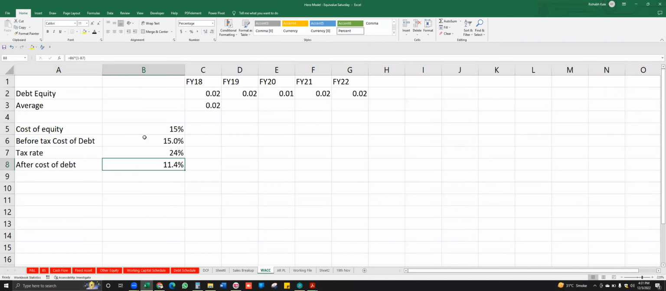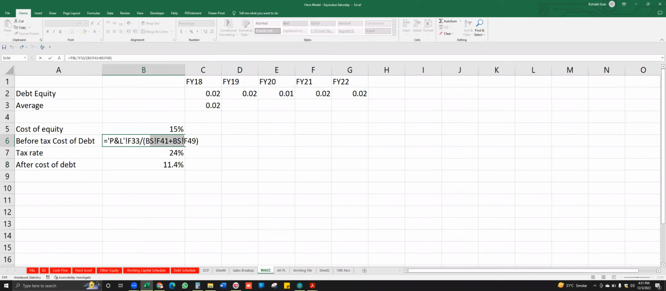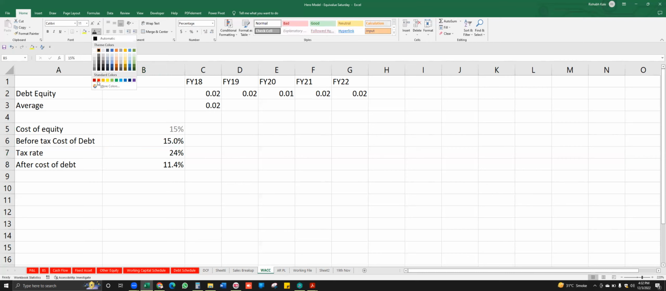Before tax cost of debt is what I told you now. Interest divided by our total borrowings. Interest you get in the P&L. This is the total borrowings, total loan. The after tax cost of debt. See now everything is linked. Apart from this, everything is linked.